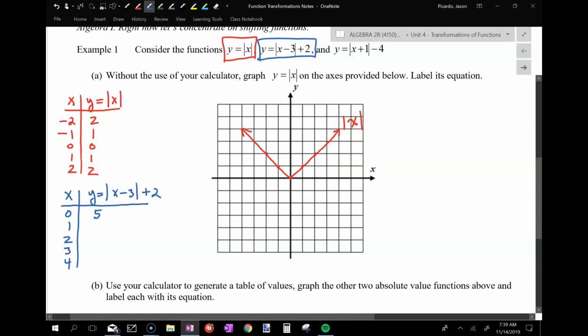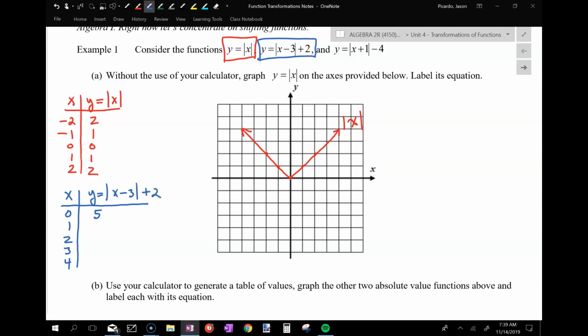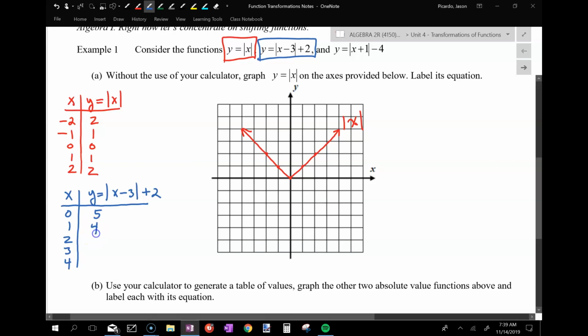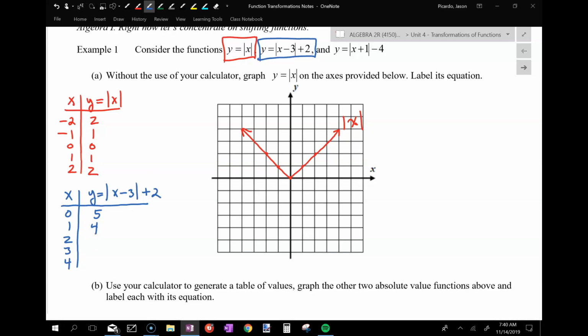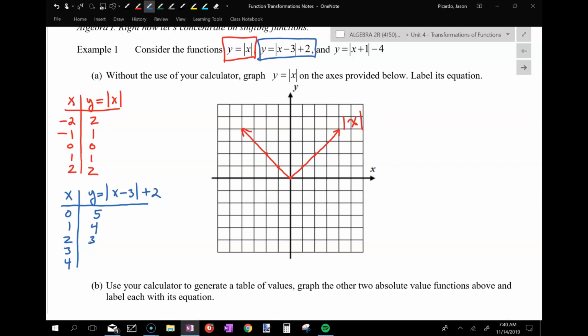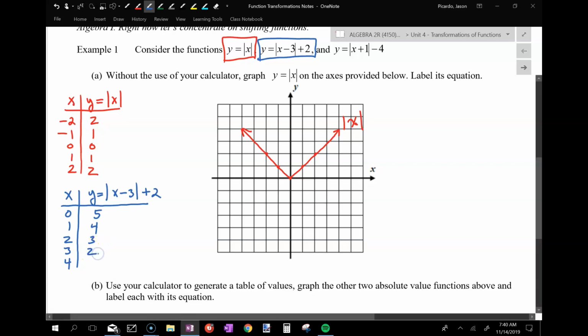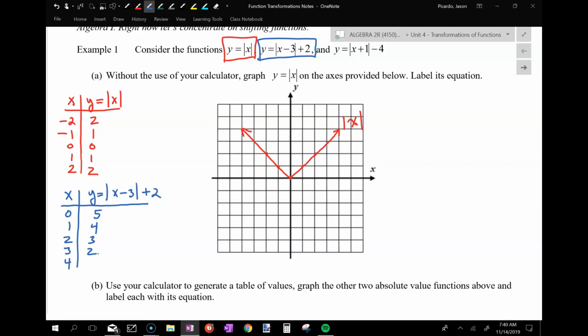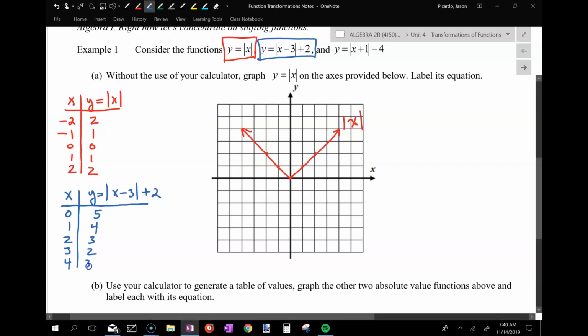1 minus 3, absolute value, plus 2. 2 minus 3, absolute value, 1 plus 2. 3 minus 3, 0, absolute value, plus 2. 4 minus 3, 1, absolute value, 1, 1 plus 2. All right, so I got enough points. So if we were to plot these 5 points, we would have 1 here.